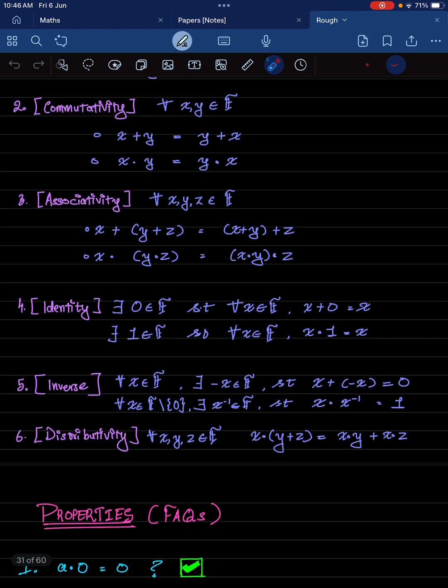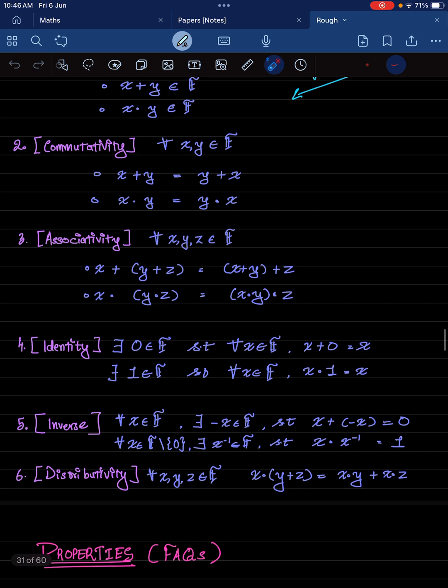And now we come to a few of the crucial elements that define a field. The first of them being identity. So both these operations come with an identity element. In the set F, there will exist a 0 such that any x added to 0 will give the same element x. And similarly, there is also a 1 that is in the set F, and that's the multiplicative identity, because when you multiply 1 with any other element, it returns the same element again.